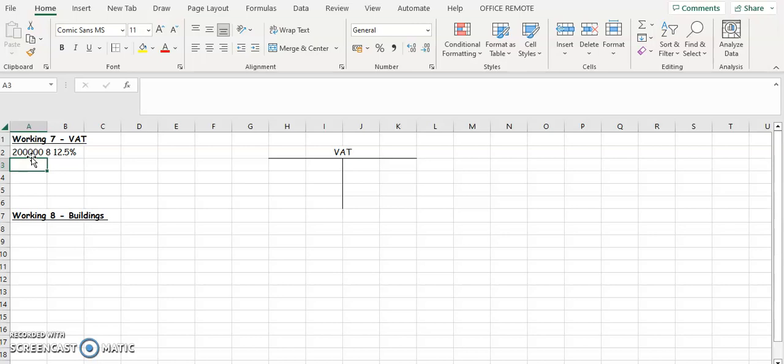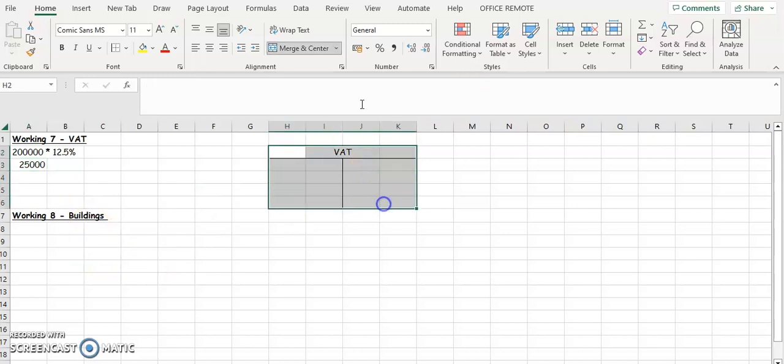The VAT was 12.5%. So to find out how much the VAT was, you're going to take 200,000 and multiply by 12.5%. So the VAT was 25,000. So you need to reduce or take it out of the buildings account and put it into the VAT account.